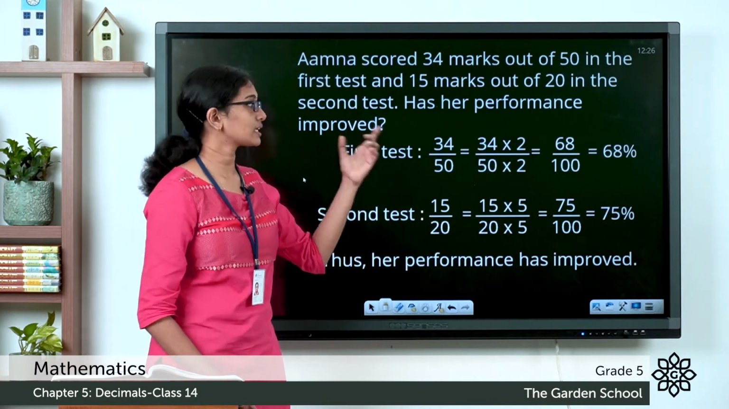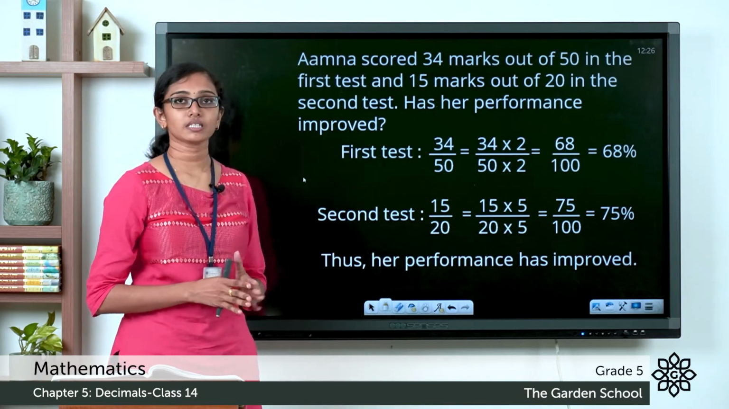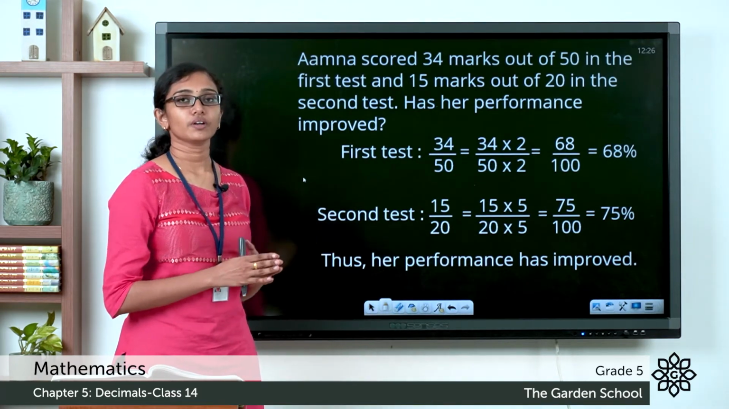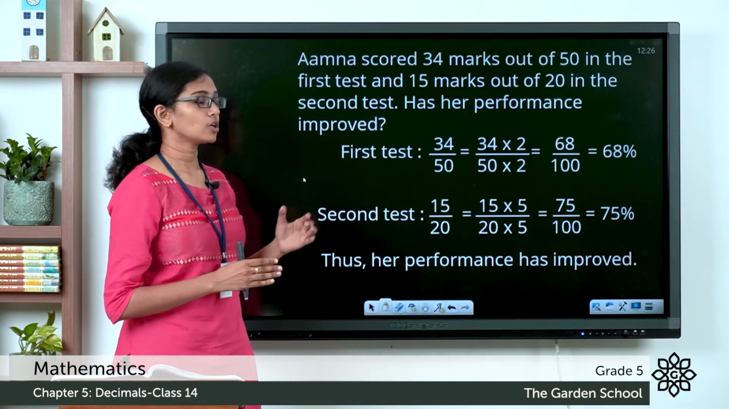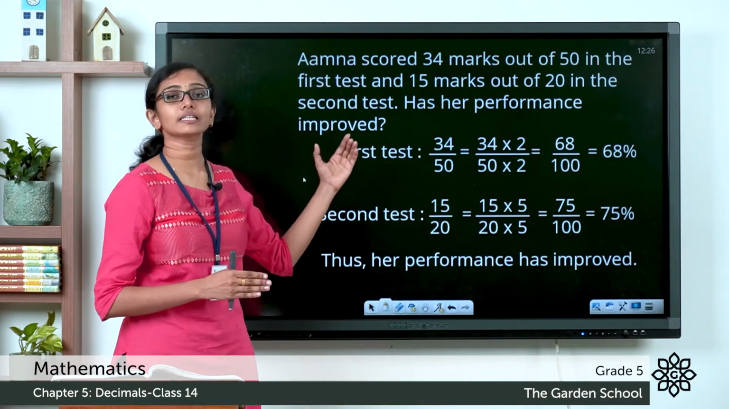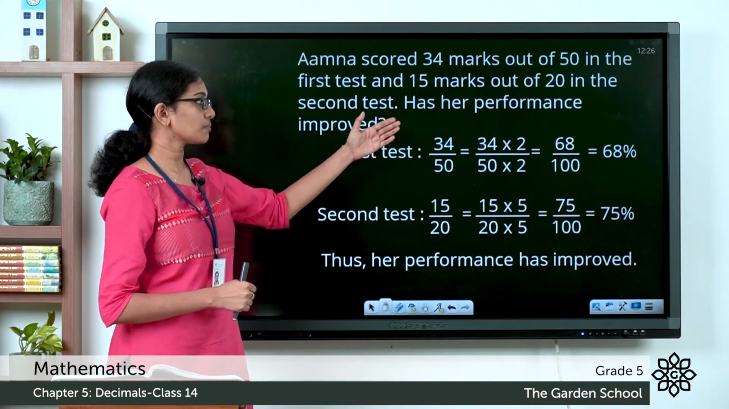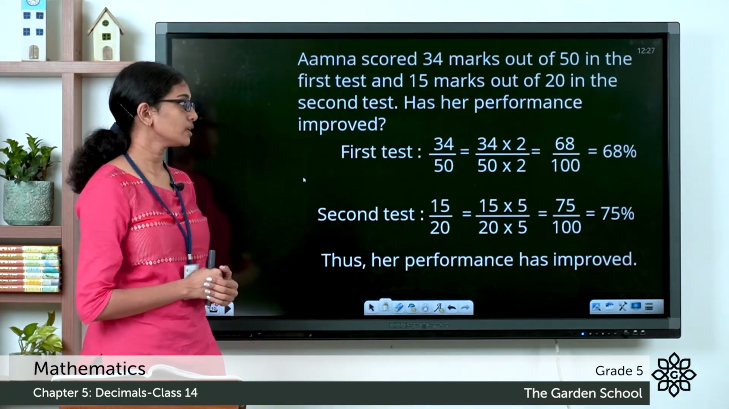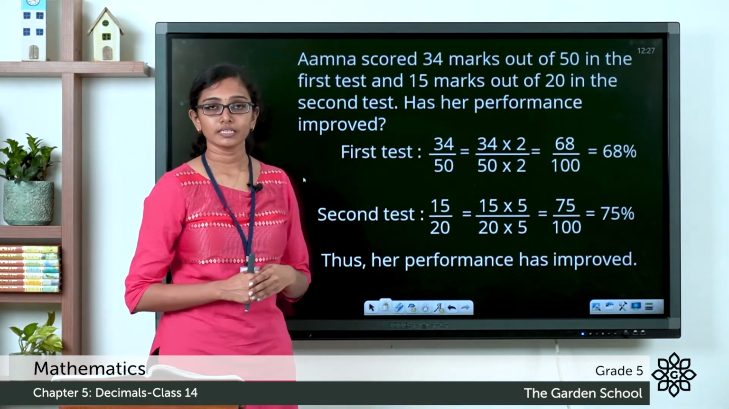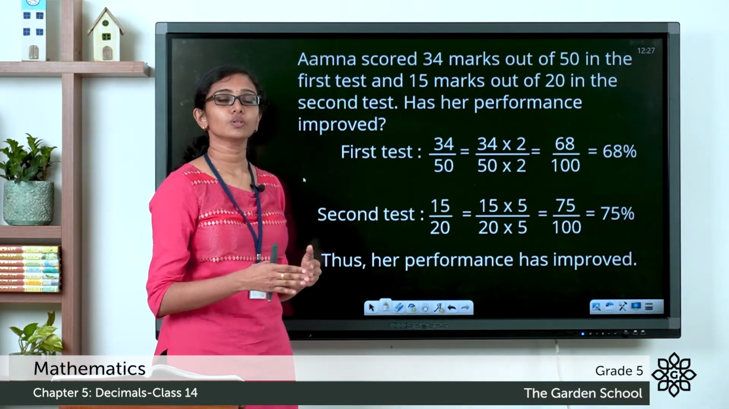Now how do we compare these marks? Let's convert each of these marks in terms of 100, or let's convert the denominator to 100. Like we are converting the given marks to out of 100. So in the first test, the mark was 34 by 50. To find the percent, we have to convert the denominator into 100.